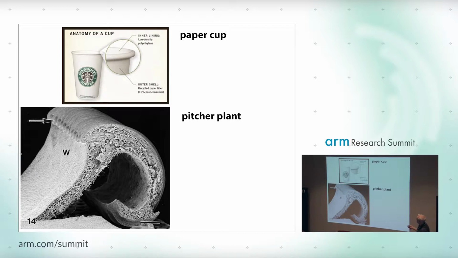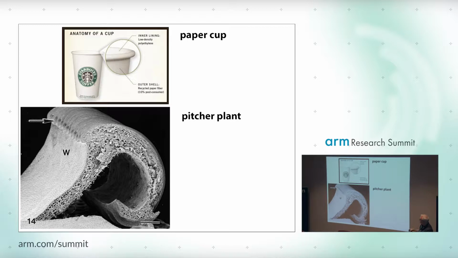You have in the coffee cup a curved lip, just as you have in the pitcher plant. In the coffee cup, you have these low-density polyethylene linings to stop leakage. Similarly, you have wax epicuticular material deposited on the inside of the pitcher plant to line the insides to make it waterproof. It's actually a very similar structure, but couldn't be made in more different ways.